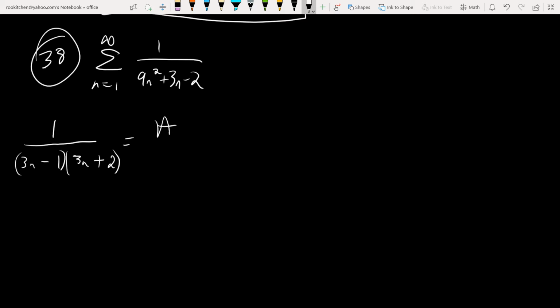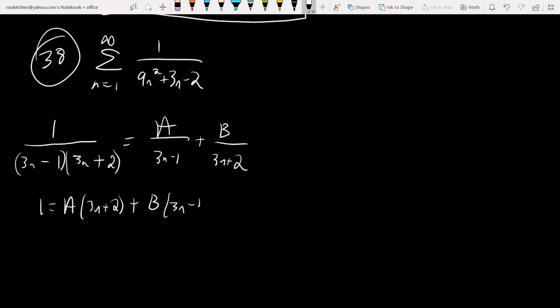Okay, so we have A over 3n minus 1 plus B over 3n plus 2. Multiply through and we get 1 equals A times (3n plus 2) plus B times (3n minus 1). Then we do our substitutions. Let n equal negative 2/3 first off. The A part will be 0, and then we have B times negative 2/3 times 3, which is negative 2, and then minus 1. So we get negative 3B equal to 1, and that tells me B is negative 1/3.